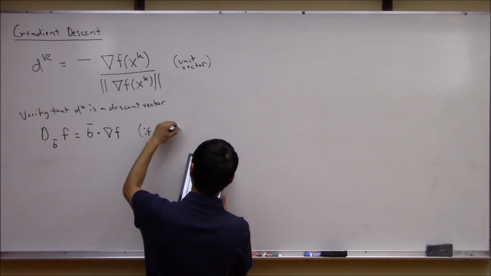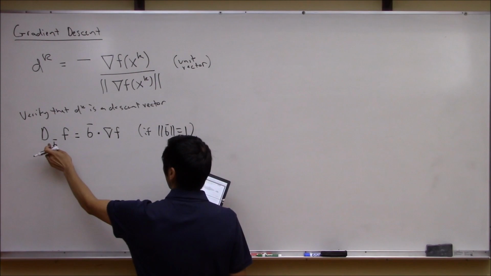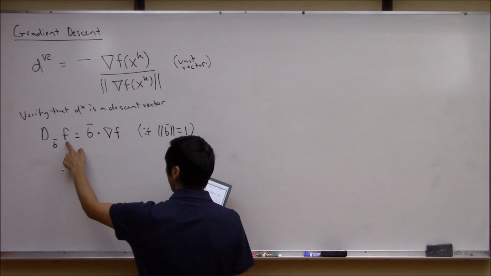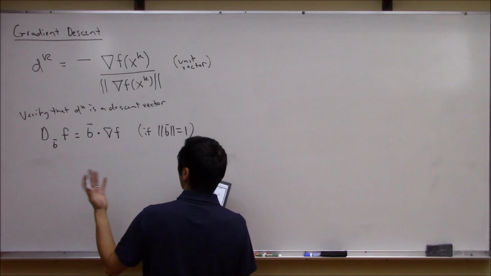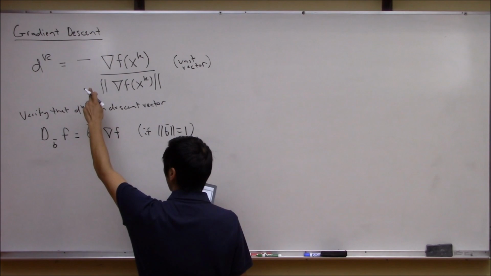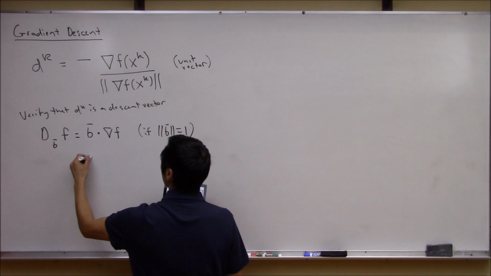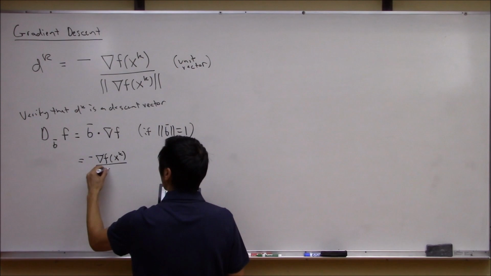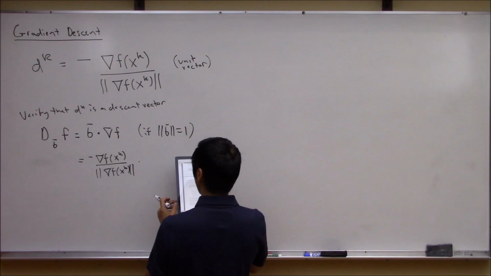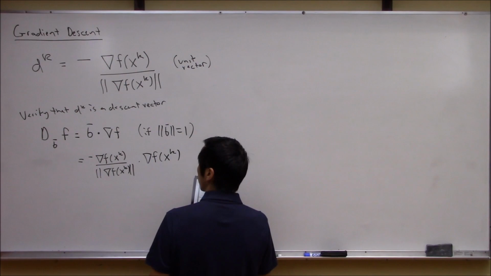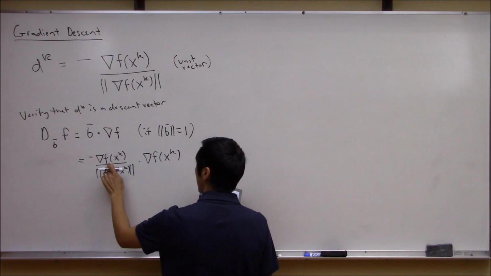Remember the idea with the directional derivative: if you are at a function value somewhere in f and you move in the direction b, it tells you how the function f changes. Does it increase or decrease? What's the rate of increase or decrease? So let's plug in appropriate values for our descent direction. With gradient descent, the direction we're going to move is negative gradient f of xk over the norm of gradient f of xk, times the gradient at the current location. So there we go. This is the directional derivative of the function at location xk when we move in the negative direction of the gradient.